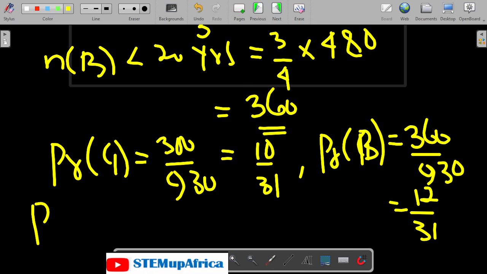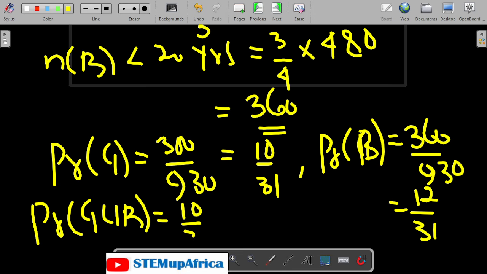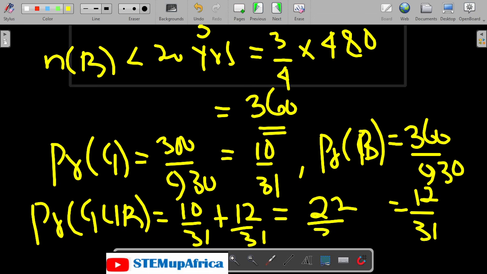So the probability is either girls or boys will be 10 over 31 plus 12 over 31. Answer will give us 22 over 31. This is the answer to question 1A.